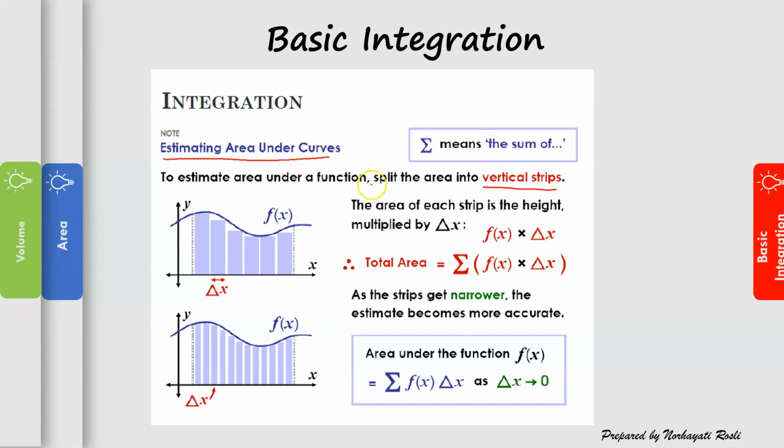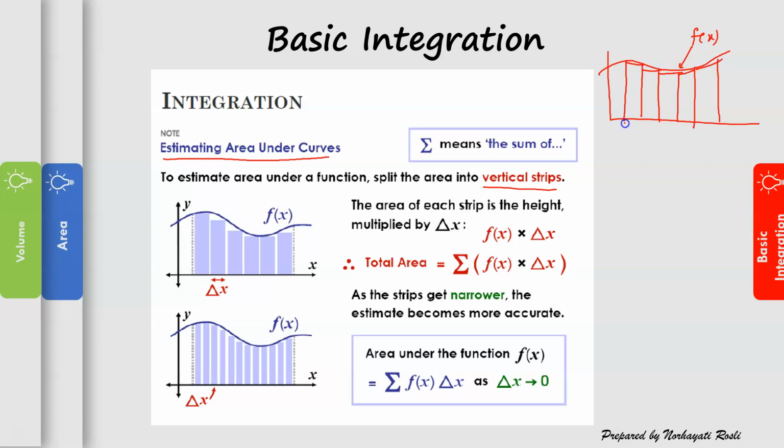To estimate the area under a function, we can split the area into vertical strips. What does it mean here? Let's say we have, for example, this kind of curve. This one is given by f(x). We want to find the area under this curve, that is, we do reverse differentiation to find this area. But first, we can split this area into vertical strips. Now we have some vertical strips here, which can be formed in terms of trapezoids. So we have this one, and this one.